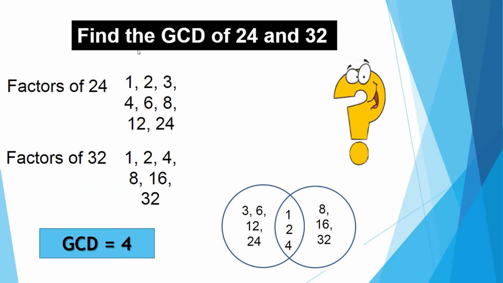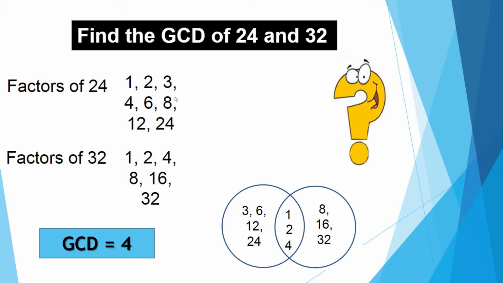So, let's find the GCD of 24 and 32. First, we have to write the factors of 24. They are 1, 2, 3, 4, 6, 8, 12 and 24. Now, we'll write the factors of 32: 1, 2, 4, 8, 16 and 32.